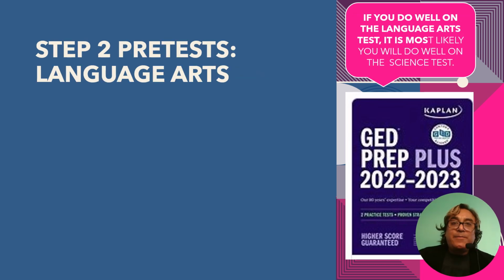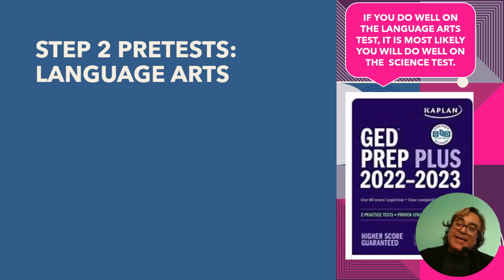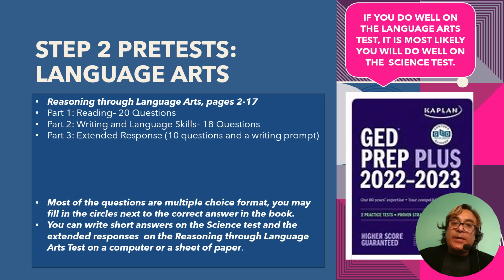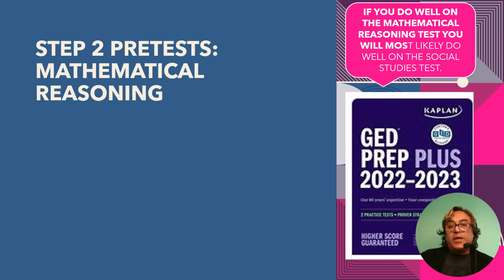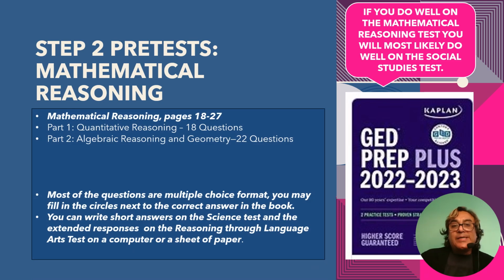The book that I'm using as a reference is the GED Prep Plus 2022 to 2023. The language arts pretest starts on page 2 through 17 with 20 reading questions, 18 writing and language questions, and an extended response section with 10 questions and also a writing prompt. The mathematical reasoning pretest begins on page 18 to 27 with 18 quantitative reasoning questions and with part 2 with 22 algebraic reasoning questions.